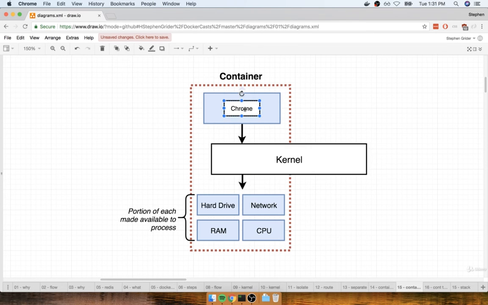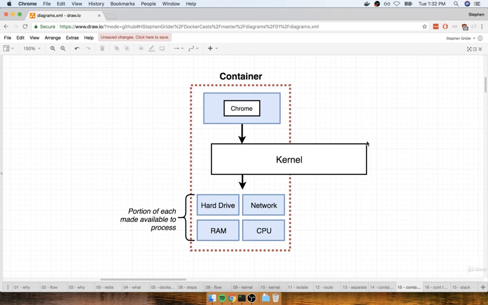We've got some running process that sends a system call to a kernel. The kernel is going to look at that incoming system call and direct it to a very specific portion of the hard drive, the RAM, CPU, or whatever else it might need. And a portion of each of these resources is made available to that singular process.